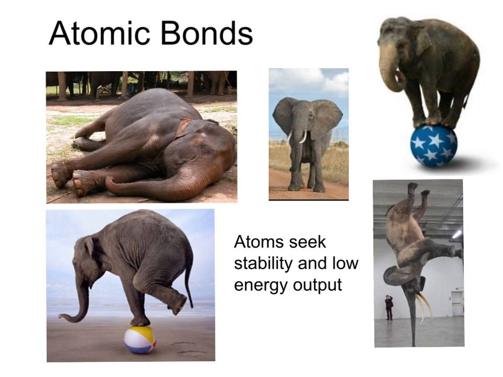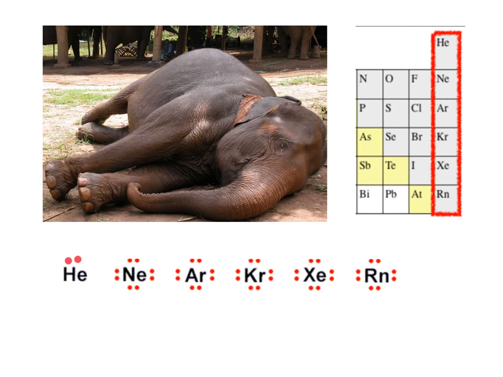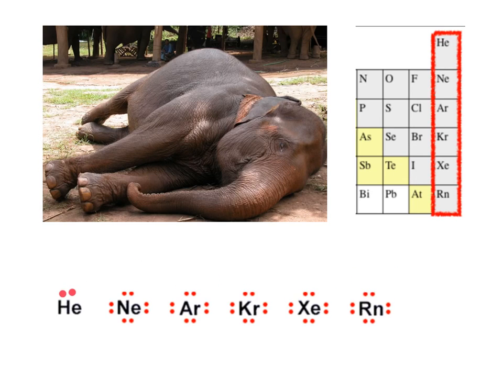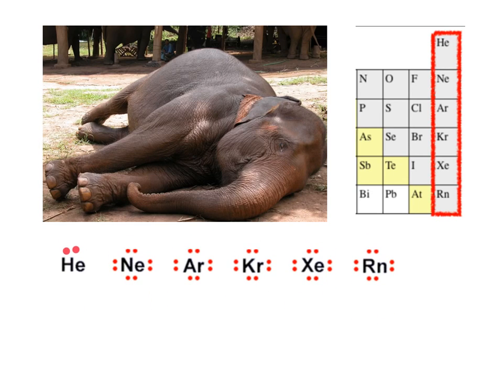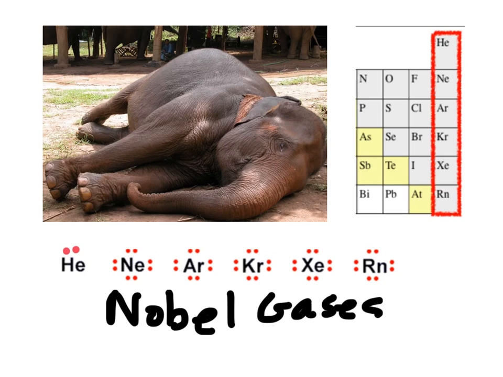So these elephants are like different atoms on the periodic table. The most stable elements on the periodic table are the noble gases. The noble gases are these guys down here. And they are stable not because they're lying on the ground like the elephant, but because they have full valence shells. A valence shell is shown in this dot diagram. They have complete shells of electrons.